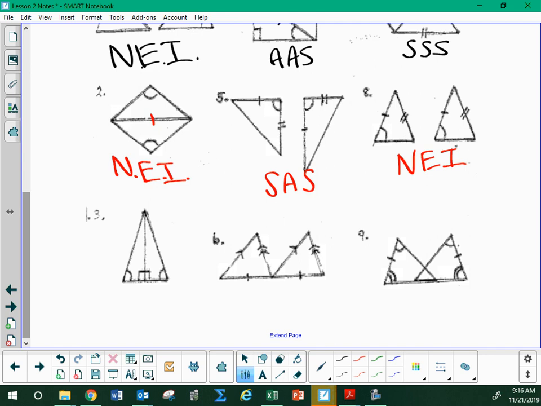All right. Number 3 here. So angle, side. Okay, now number 6. You want to be careful. We can draw alternate interior angles, but they're not helpful. If I did alternate interior here, that would be this angle and this angle.